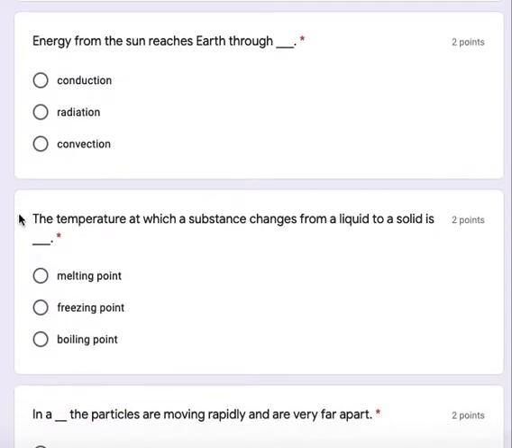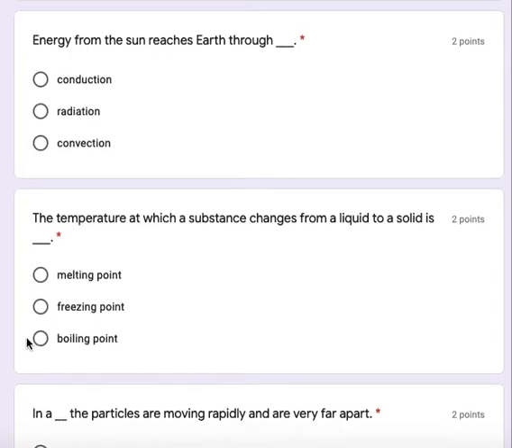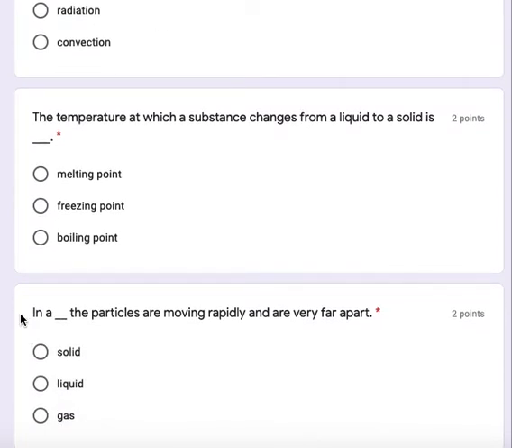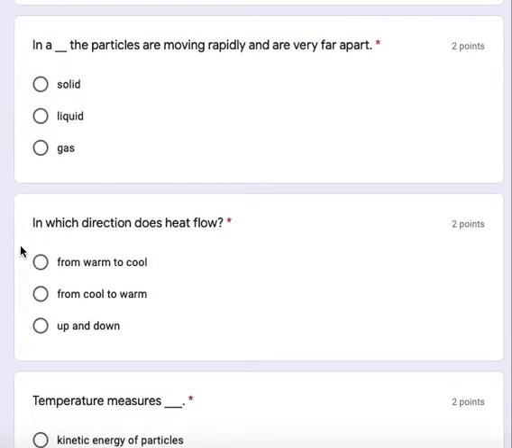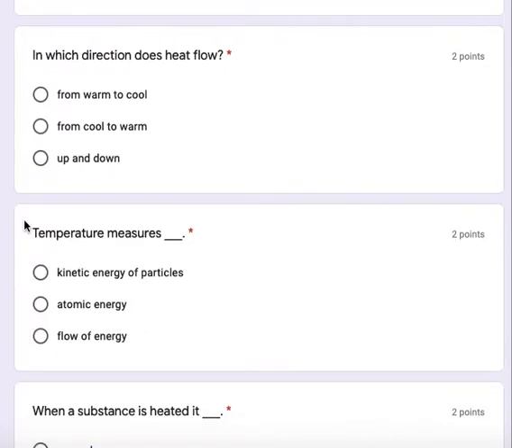The temperature at which a substance changes from a liquid to a solid is what? Melting point, freezing point, boiling point. In a what, particles are moving rapidly and are very far apart? Solid, liquid, or gas? In which direction does heat flow? From warm to cool, from cool to warm, or up and down? Temperature measures what? Kinetic energy of particles, atomic energy, or flow of energy.